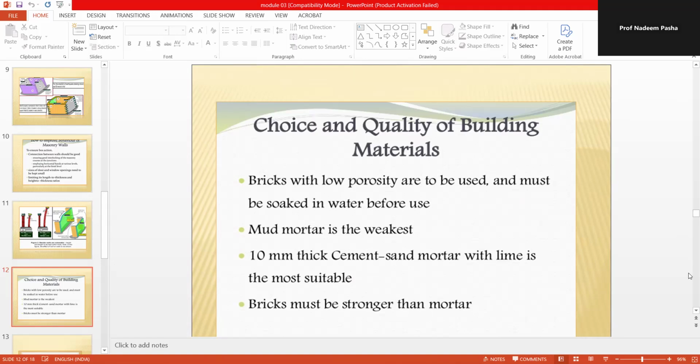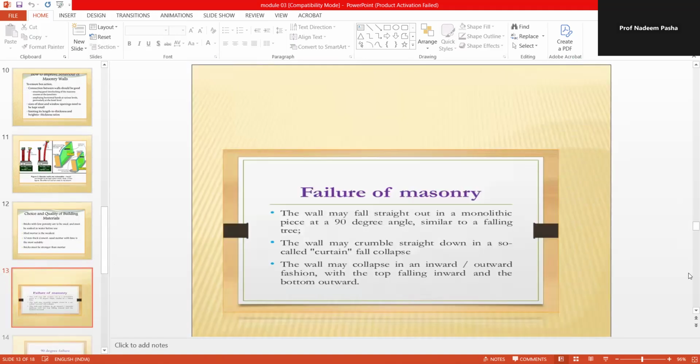Mud mortar we are avoiding. So which type of mortar do you have to use? 10 mm thick cement sand mortar with lime is the most suitable. Bricks must be stronger than mortar. This is also a very important point.